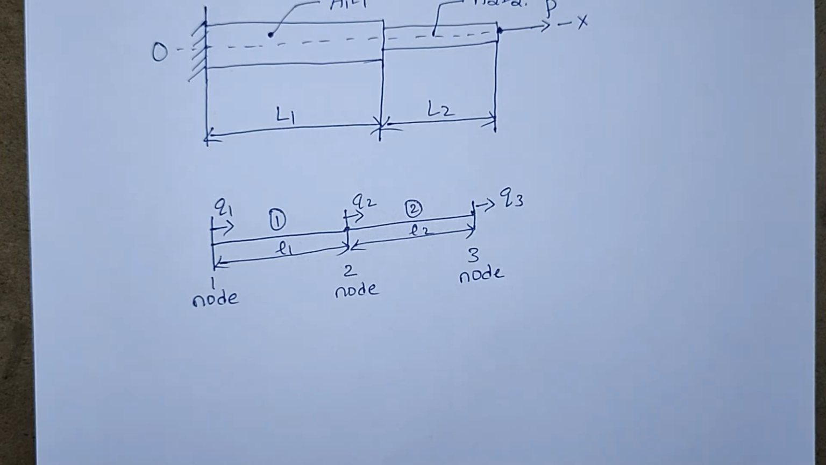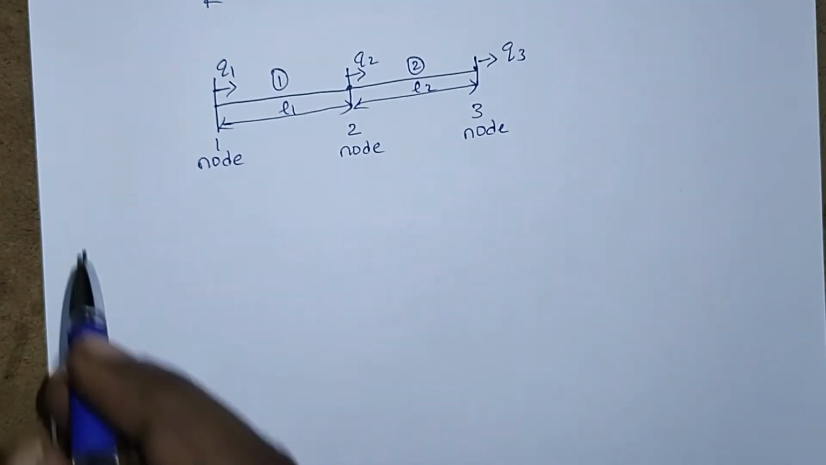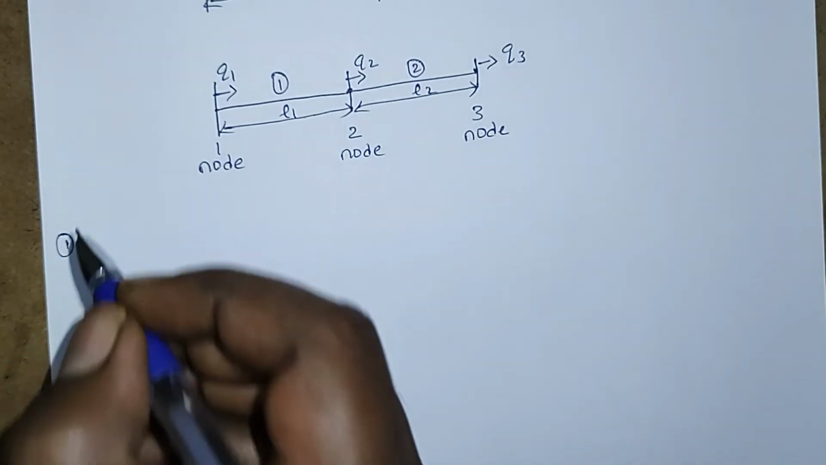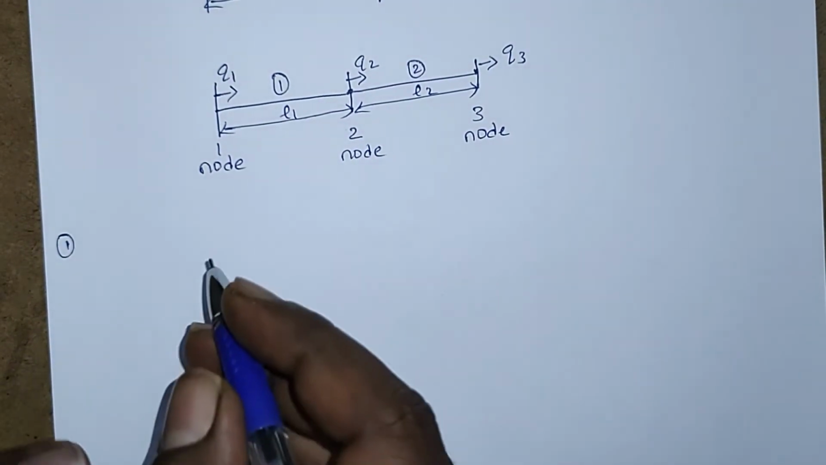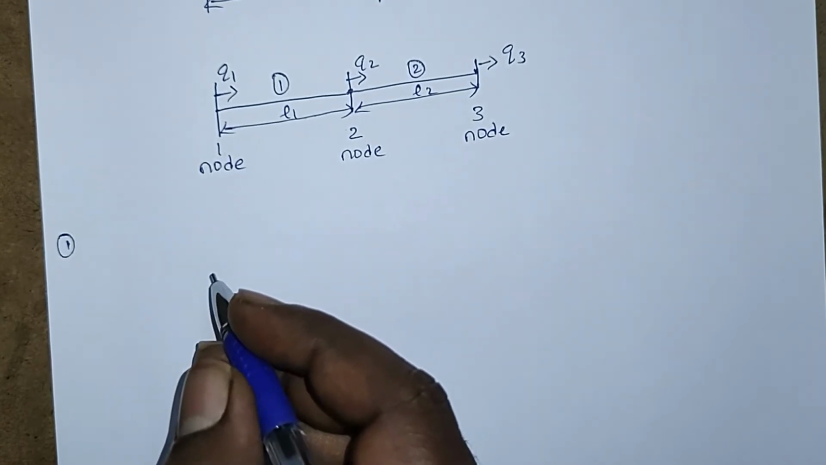Now we will select one problem. With this problem we will come to know how we can apply the finite element method, especially for a one dimensional elasticity problem. I will write the problem here and we will see the solution also. We will start with whatever data is given in the problem.